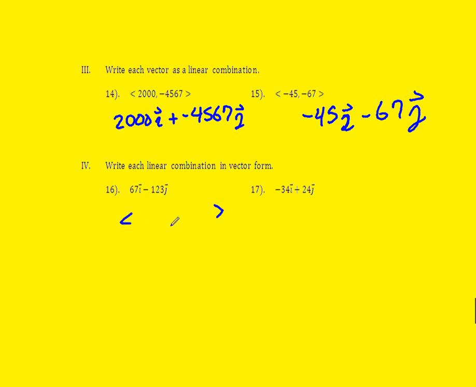Same here. Now we're going backwards. Part with i goes with the first component. Part with j goes with the second. Same here. Part with i goes with the first component. Part with j goes with the second component.